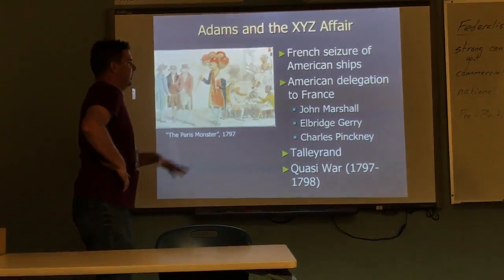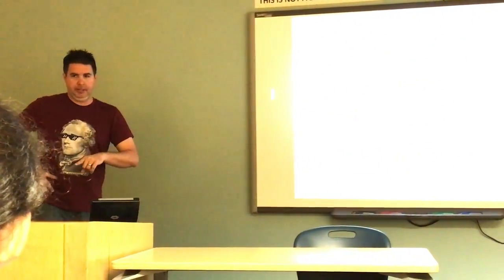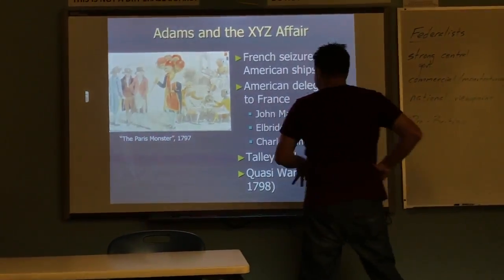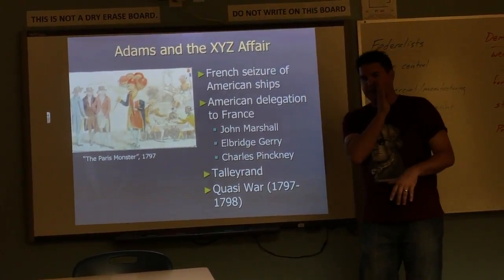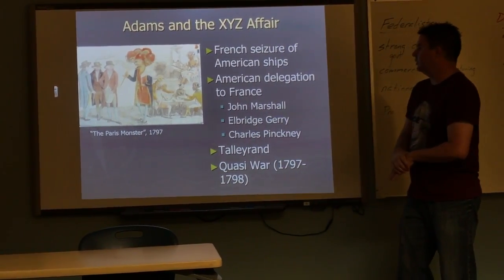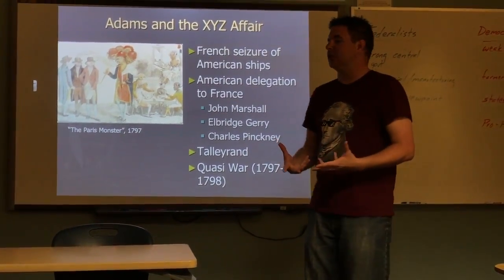So, Adams sends a delegation. Okay, sends John Marshall, you'll remember that name. Alright, Elbridge Gerry and Charles Pinckney. Okay? Elbridge Gerry is in gerrymander. You don't know that yet, juniors. Alright? And Charles Pinckney, who we saw with the Pinckney Treaty, sends him to France to try to end this impressment and seizure of American ships.